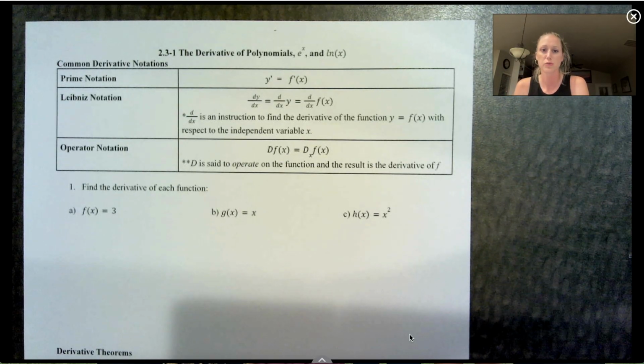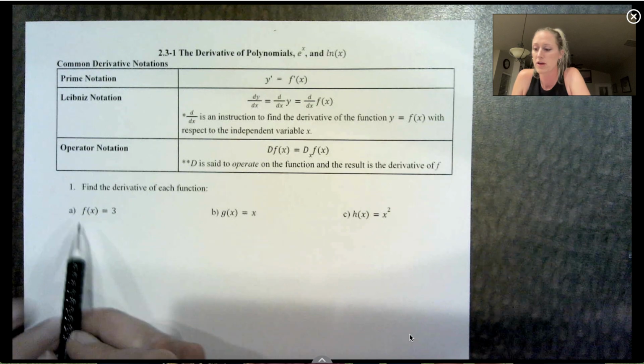We're going to get into 2.3. This is the first part of it. We're going to talk about how to find the derivative of polynomials, the function e to the x, and natural log of x. And we're going to give you some shortcuts today. So we've been using that long definition of a derivative, the difference quotient, right? The limit as h approaches 0. And we're going to look and see if we can see some patterns to use some rules, some shortcuts to help us find the derivative a little bit quicker.